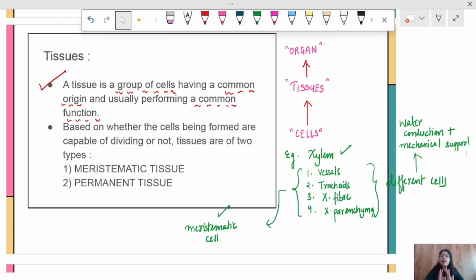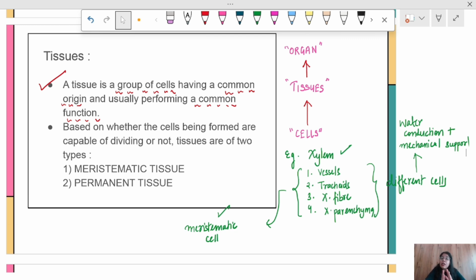So what did you understand here? You understood that tissue is a group of cells. These cells can be similar or they can be dissimilar. Like in this case, vessel, tracheid, fiber, parenchyma all look very different from each other, right? But in mesophyll, the cells can be the same, or they can be different also, right? So they all have a common origin. All the cells of this tissue are formed from one single cell, that is meristematic cell, and they work together as a unit to perform a common function, that is water conduction and mechanical support here. So I hope this is clear, what is the meaning of tissue in plants, right?